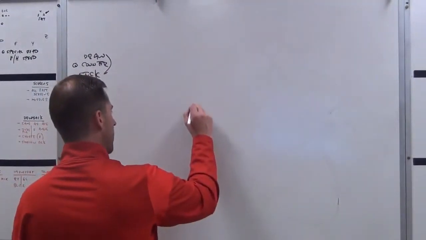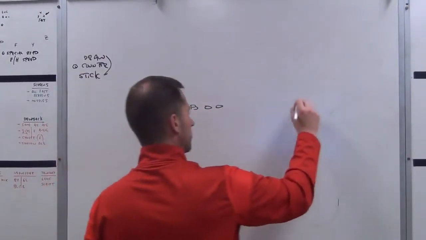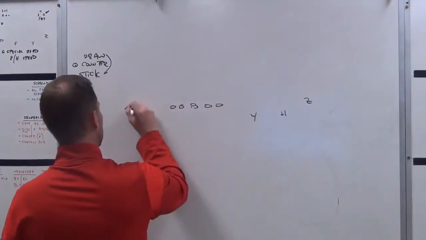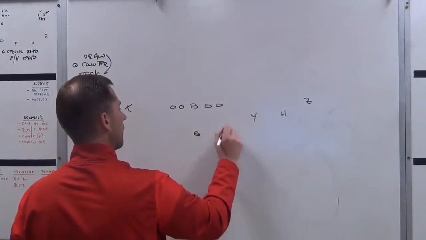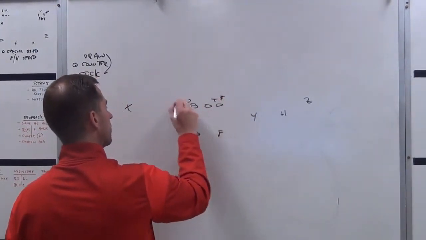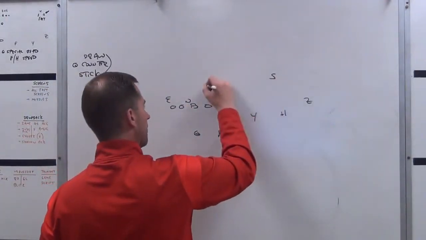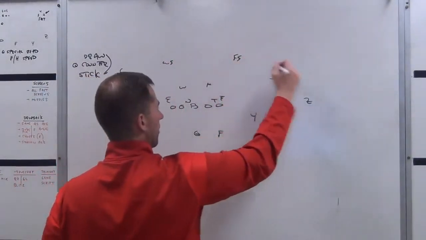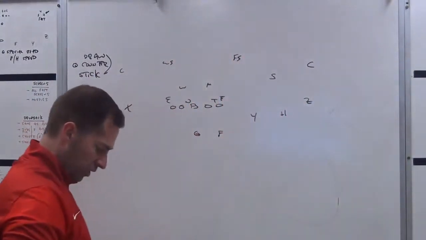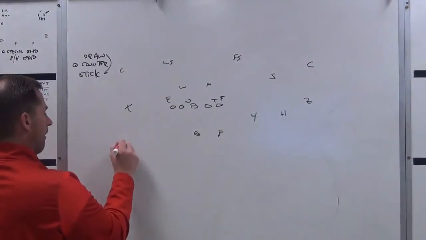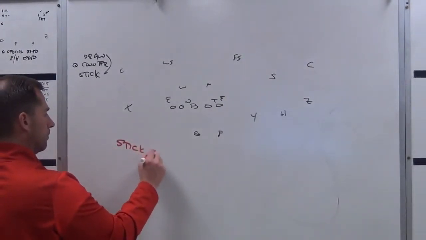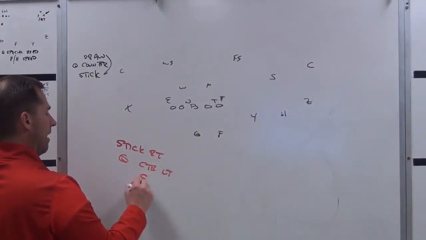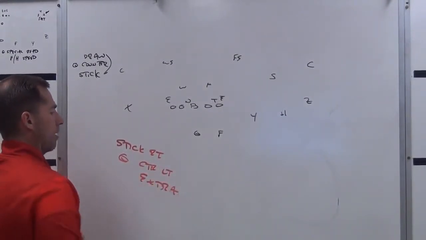All right, so here we're running basic stick concept out of trips. So the Sam, the Mike, the wheel, the corner, the weak safety, however they line up to that. All right, so we're going stick right, Q counter left, extra. And I'll explain the extra call in a minute.